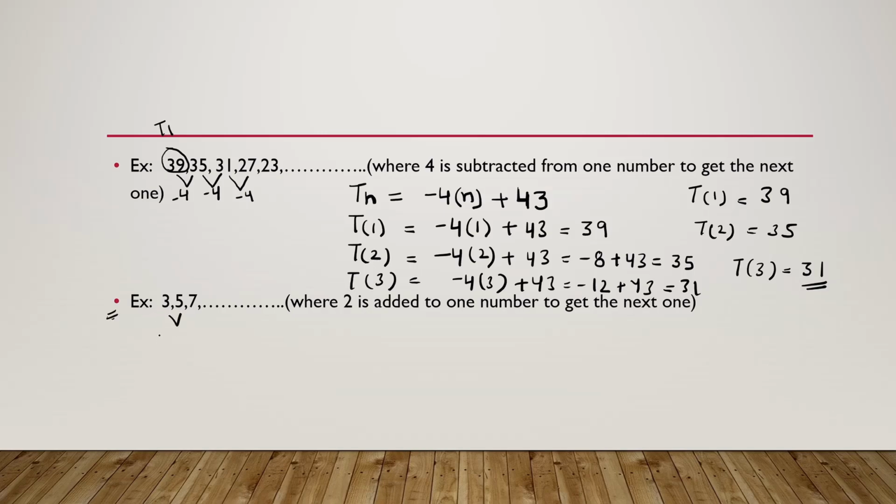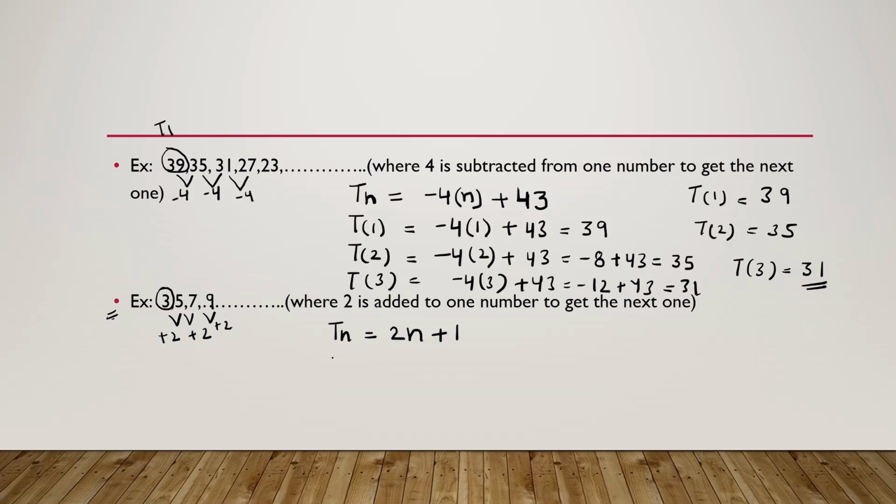If you see the difference between these two, that is plus 2. Between 5 and 7 is plus 2. And between the next term, 9, that is plus 2. So what will be the term rule? Tn equals 2n plus 1, where 2 is the difference.